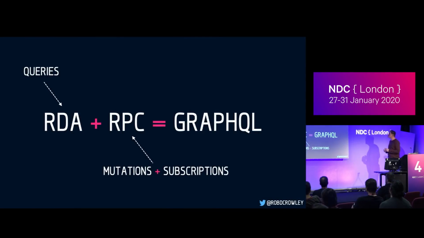So again, let's look at the thinking of the paradigms underpinning GraphQL. On the query side, it is very much remote data access. And on the right side, it is RPC. So actually, really nothing incredibly revolutionary there. And it's actually got a fair amount of HTTP or REST semantics thrown in as well.